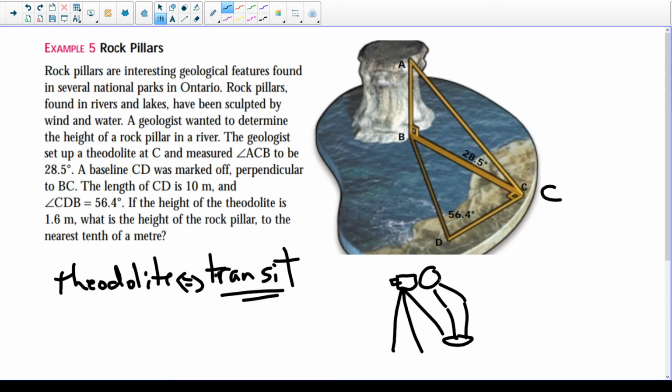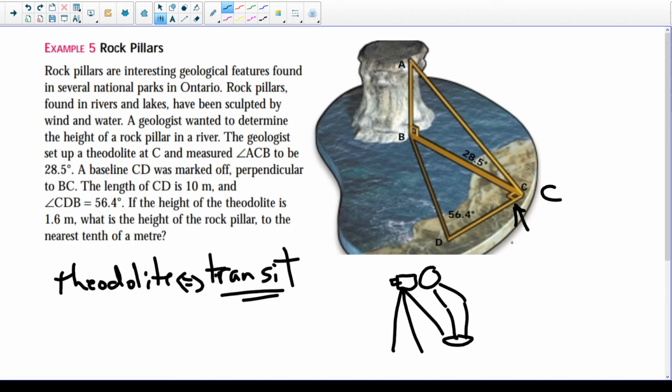Okay. So again, reading this word problem right away, if you got to that word and didn't know what it meant, it might throw you off a little bit. So we know that this angle ACB is 28.5 degrees. The baseline CD was marked off perpendicular to BC. So CD, which is here, is perpendicular to BC. And this is where that angle is that they're talking about right there.